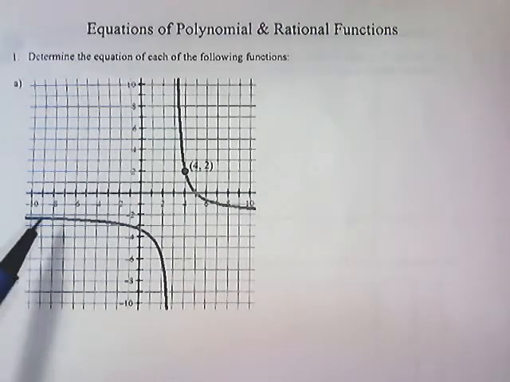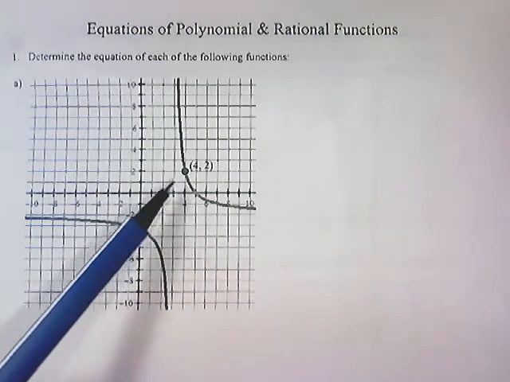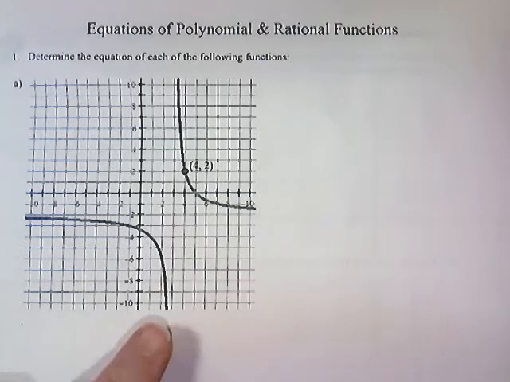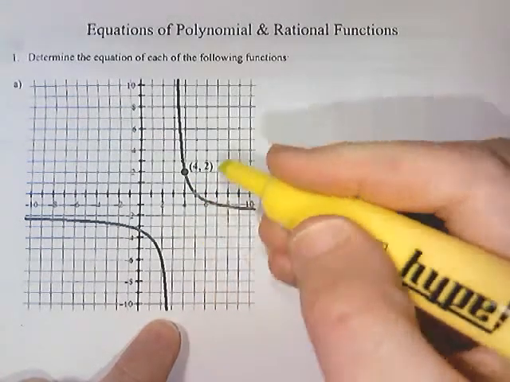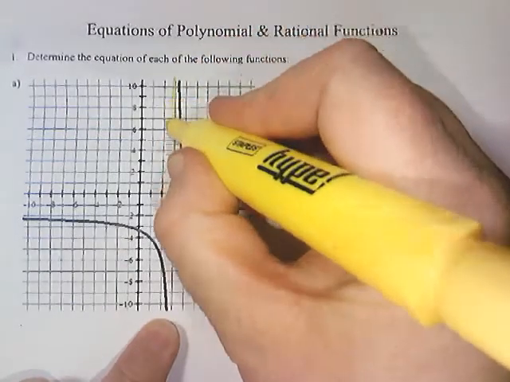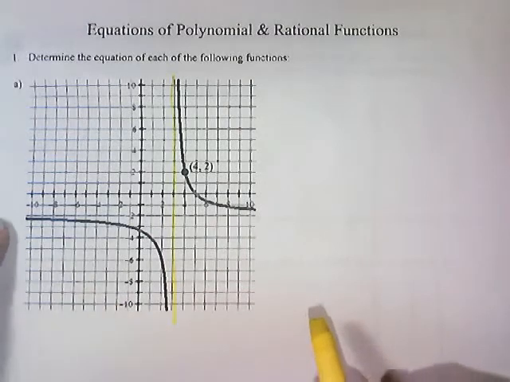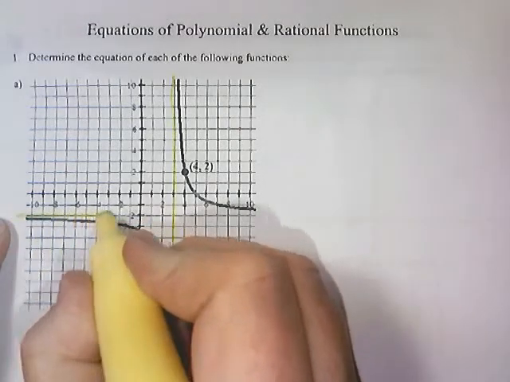In part A, we have a graph. I have two pieces of curve and a point that's marked with the coordinates 4 and 2. Anytime I'm looking at a graph, I like to start by drawing in my asymptotes. I'm going to figure out where the vertical, horizontal, and oblique asymptotes are. This appears to have a vertical asymptote at 3, as well as a horizontal asymptote at -2.